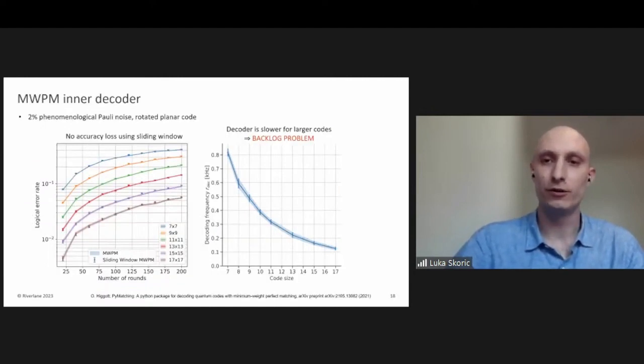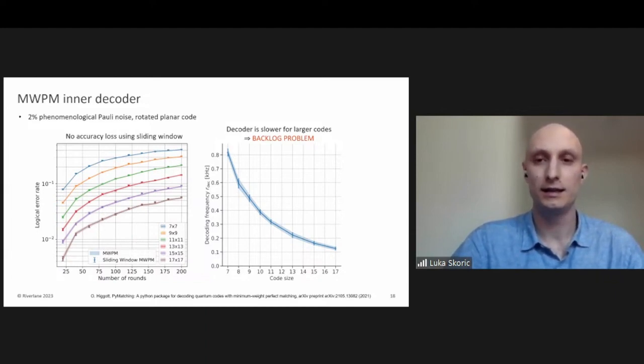So we ran the numerics for the sliding window decoder to see what this actually looks like. We compare the sliding window decoder to the global minimum weight perfect matching on the phenomenological polynoids and rotated planar code. So here we track logical error rate as a function of number of decoding rounds for a range of code distances. Lines here are the global decoder, so decode everything as one single big block, and the points are the sliding window decoder. The fact that the points match the lines implies that the sliding window data has no noticeable drop in accuracy compared to the global decoder.